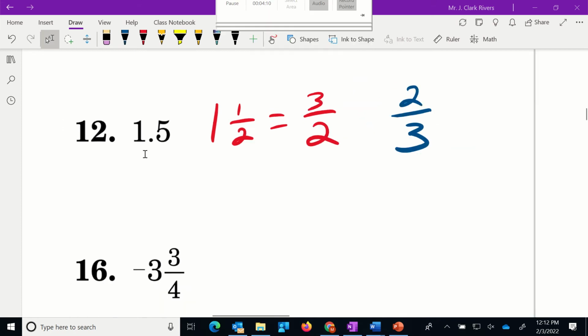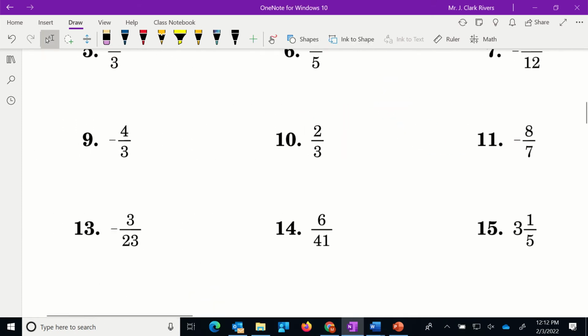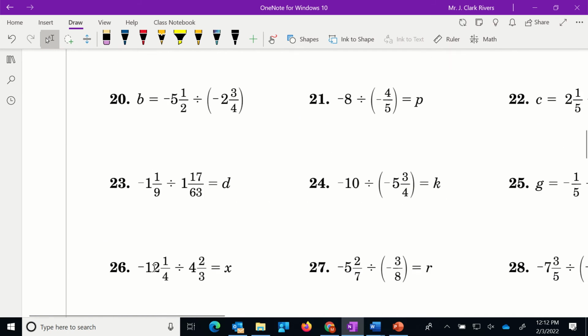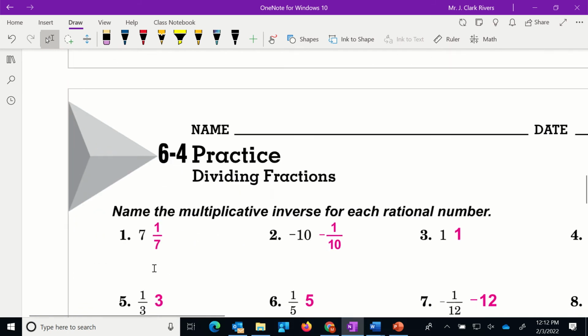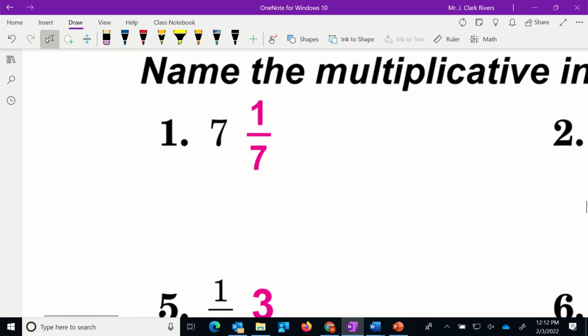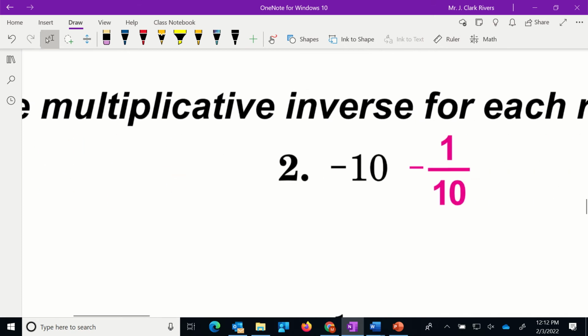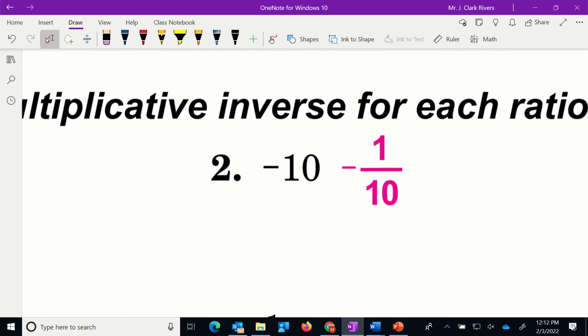Sorry. So now let's take a look at the answers from last night. If you scroll down, and Chloe, you have the answers on this too. If you scroll down, these are the answers to the top part. 7, the multiplicative inverse of that is 1/7. So you should be checking with me. Check your own work with me. If you didn't do the homework last night, please don't just write these down. 2, -1/10.